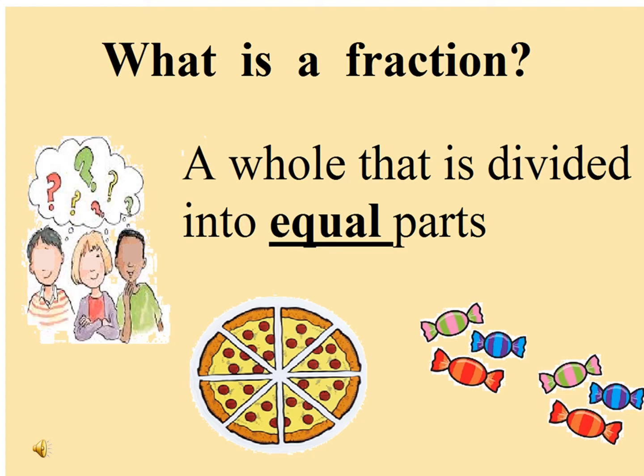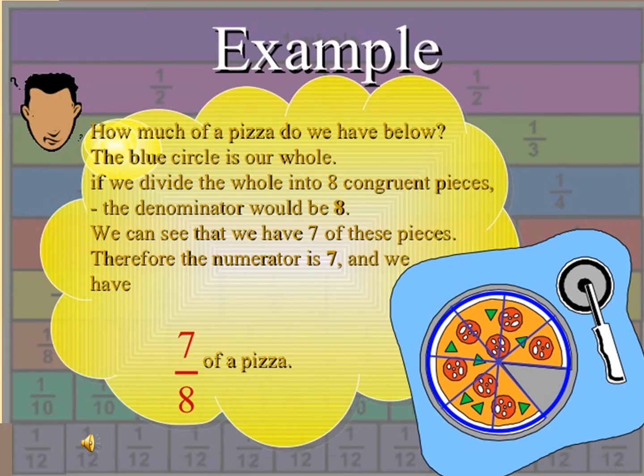As you can see in this example, how much of a pizza do we have below? The blue circle is our whole. If we divide the whole into 8 congruent pieces or equal parts, the denominator would be 8.